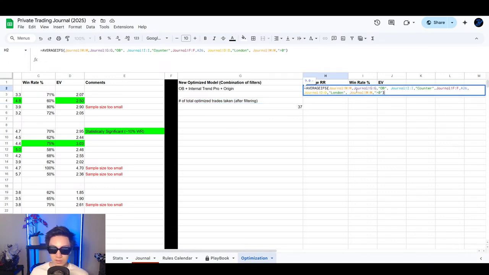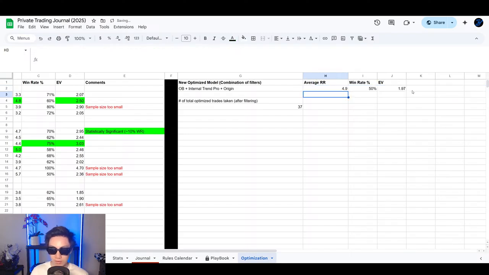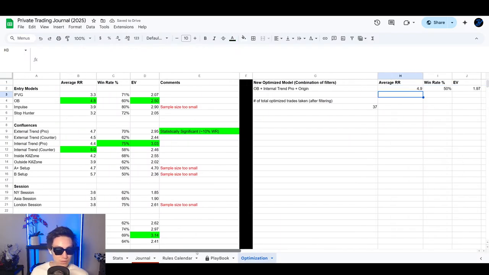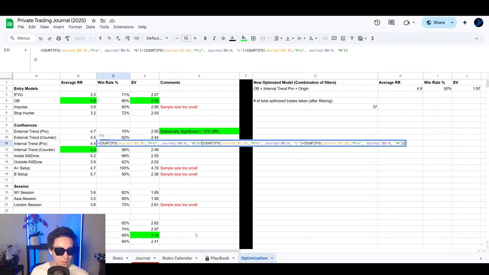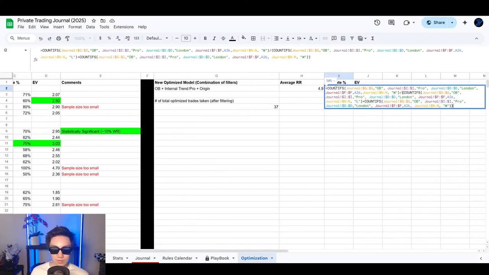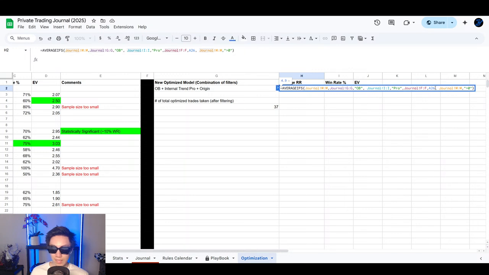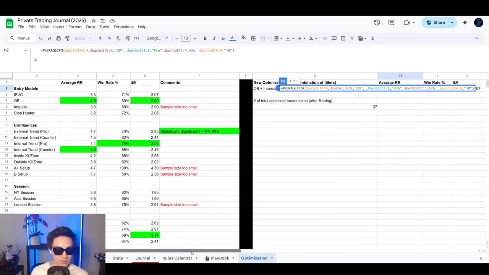Now what we're going to do here is, let's see, we're getting rid of London session here. Again, we're not going to filter based on session, as it'll decrease our number of total optimized trades taken too much. So OB entry model and not counter, we're taking pro here. And is it 1-to-1? Pro. Yeah, and then F26 should be Origin. Yep, it is.